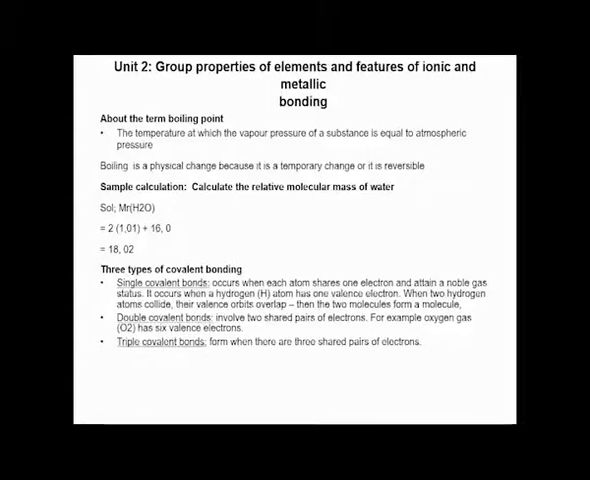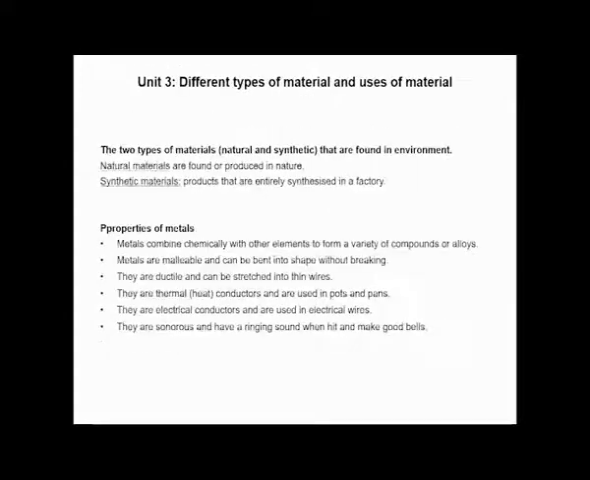Specifically, this occurs when a hydrogen atom has 1 valence electron. When 2 hydrogen atoms collide, their valence electrons overlap, then the 2 atoms form a molecule, and that is what we call single covalent bonding. Double covalent bonding involves the sharing of 2 pairs of electrons, and triple covalent bonding involves 3 shared pairs of electrons. That's the main difference. Please take note of that.